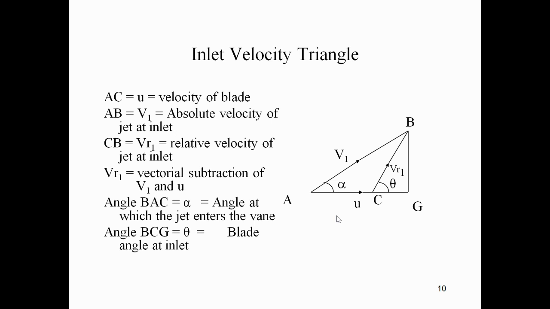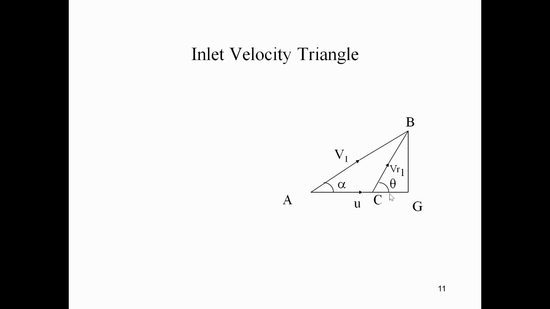Okay, next we see here. So angle BCG is equal to theta. It is replaced, and then there is an angle called the blade angle at inlet. The theta is equal to the blade angle at inlet. This will be the blade angle, and this will be the angle at which the jet enters the vane.